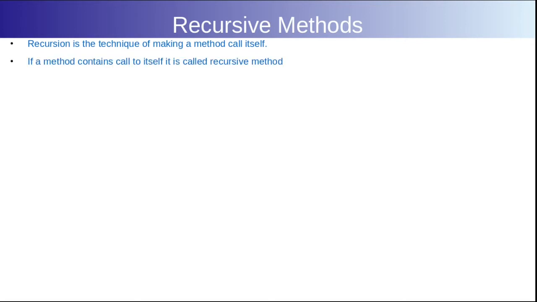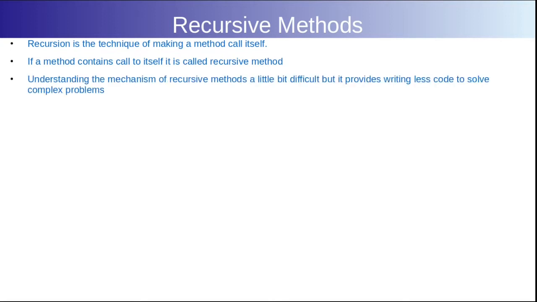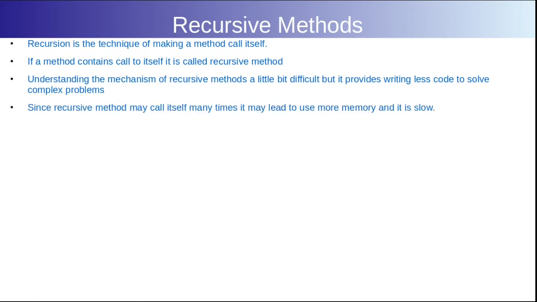Welcome back. In this lecture, we will go through recursive methods. Recursion is the technique of making a method call itself. If a method contains a call to itself, it is called a recursive method. Understanding the mechanism of recursive methods is a little bit difficult, but it lets you write less code to solve complex problems. Since a recursive method may call itself many times, it may use more memory and be slow.